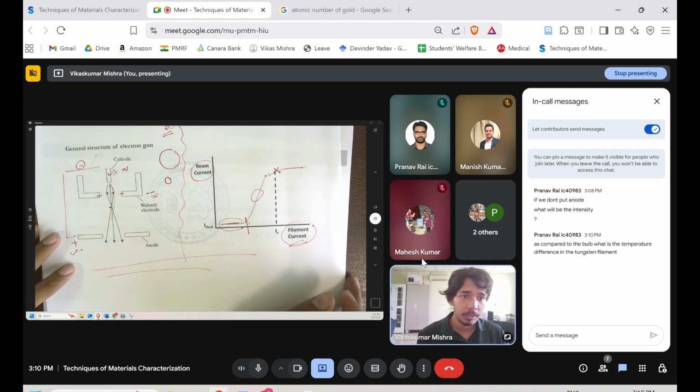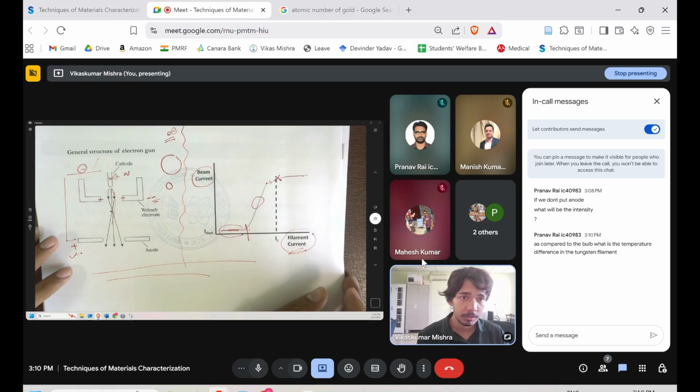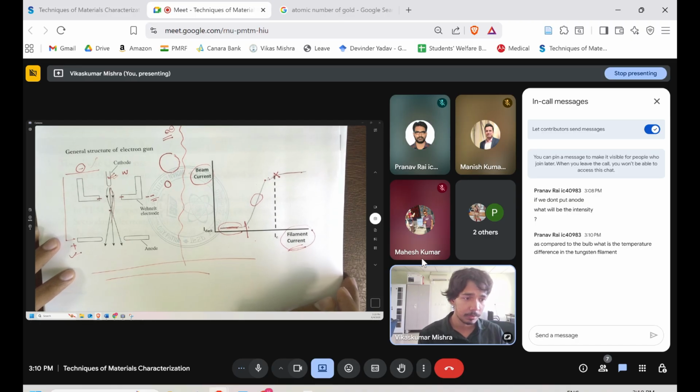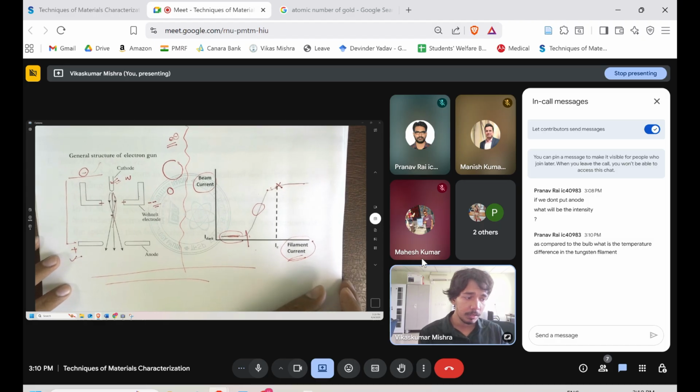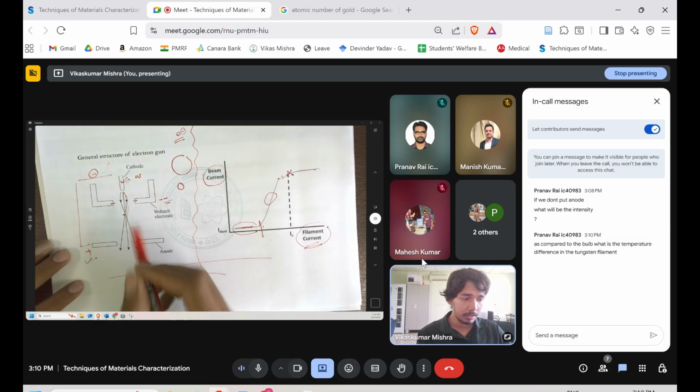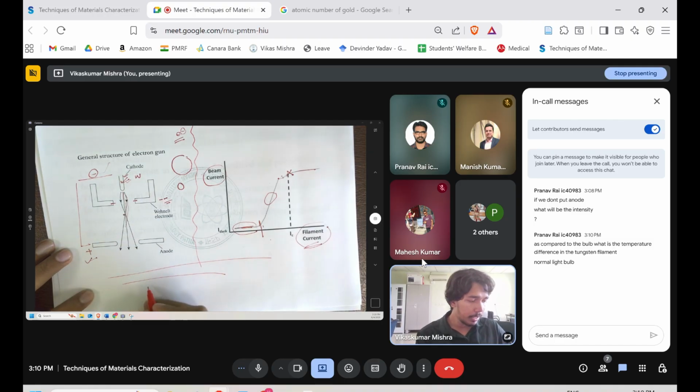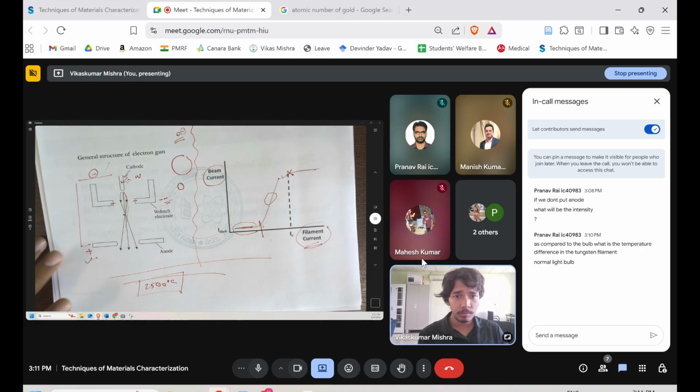As compared to a bulb, what is the temperature difference in the tungsten filament? See, the temperature we are working at, the tungsten filament right now, is around 2500 degrees Celsius. A normal light bulb also works at more or less the same temperature.